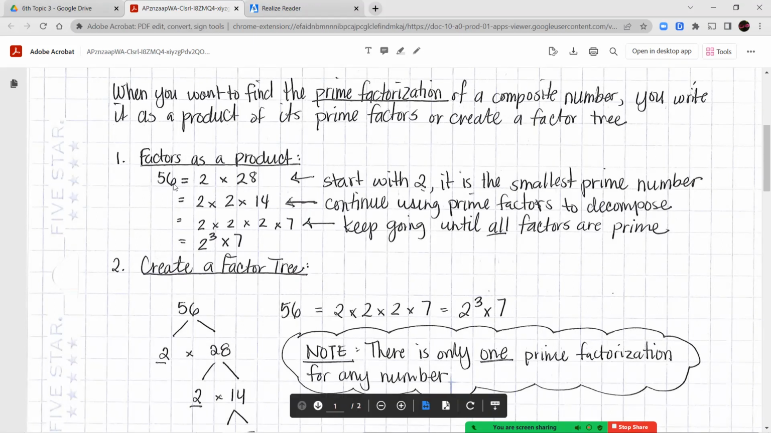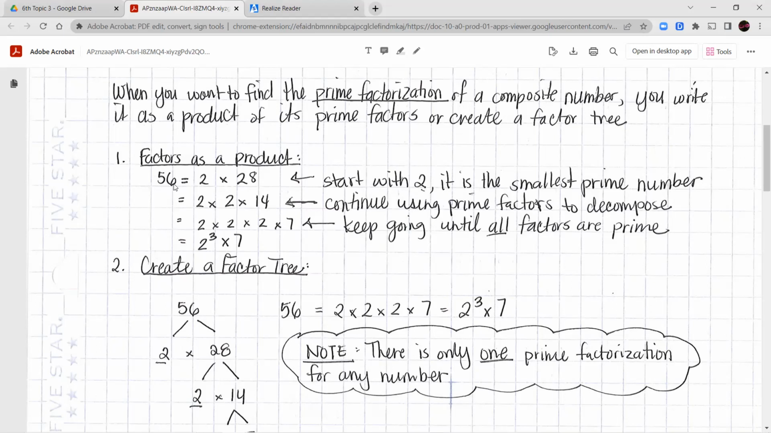Now 56 can be made by doing 2 times 28. Now 28 is also an even number, so I can divide that by 2 as 2 times 14. So now I have 2 times 2 times 14. 14 is still an even number. I can make 14 by 2 times 7. So now I have 2 times 2 times 2 times 7. And that is as far as I can go because 7 is a prime number.